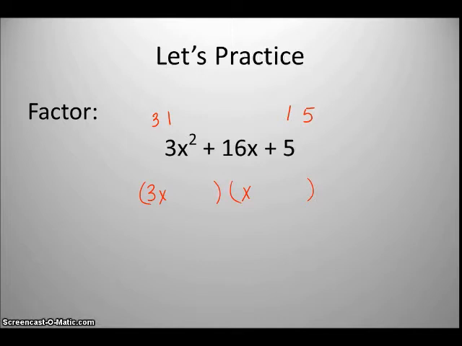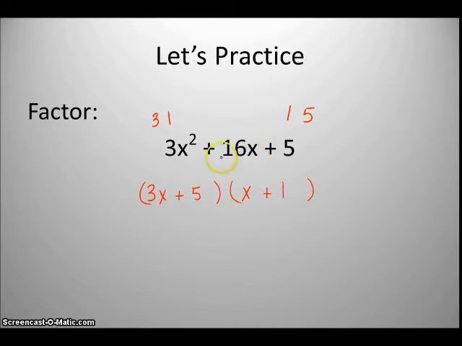Now remember, this positive sign right here tells me that my signs are the same, and this plus sign in front of the 16 tells me that they're both positive. So I know I have a positive 1 and a positive 5 that I'm going to be working with. So now we're just going to try them out. So I'm going to try the plus 5 and plus 1.